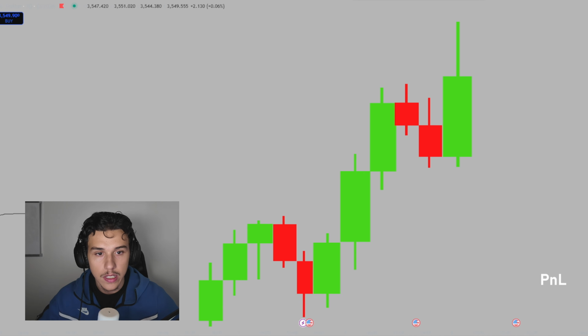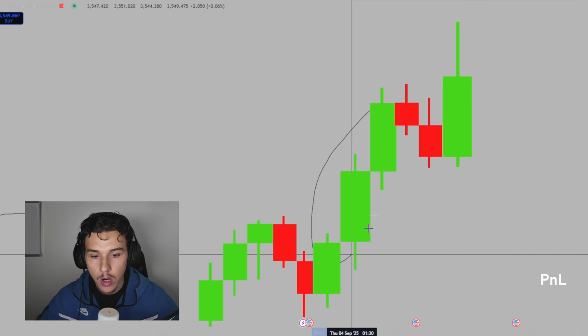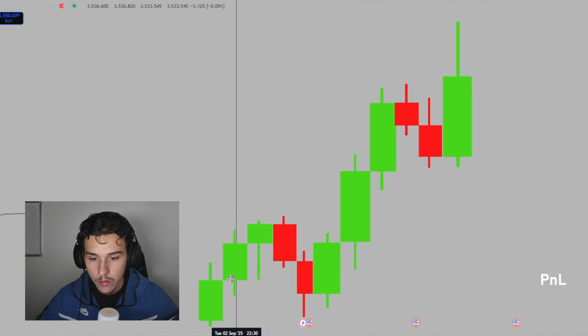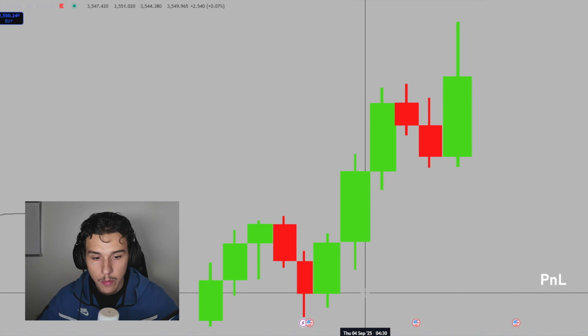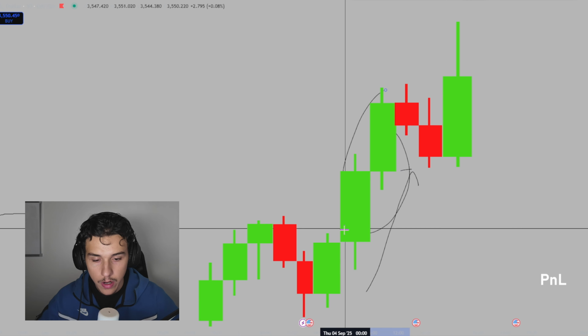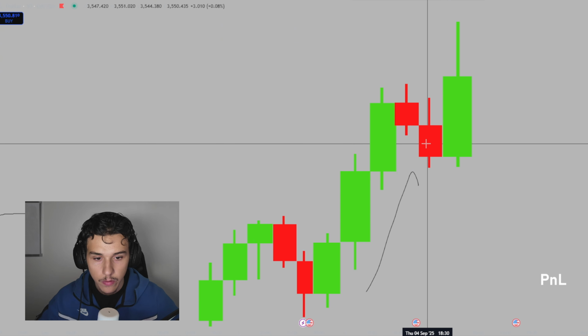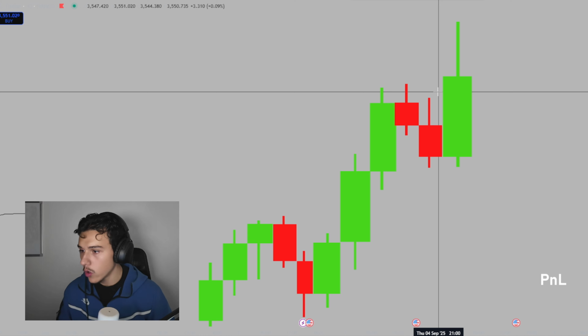Right here, as you guys see, we have a pretty strong push. So we have some structure. Price came up, price came down, and then we have a very strong push right here. Three big green candles, which created an imbalance.